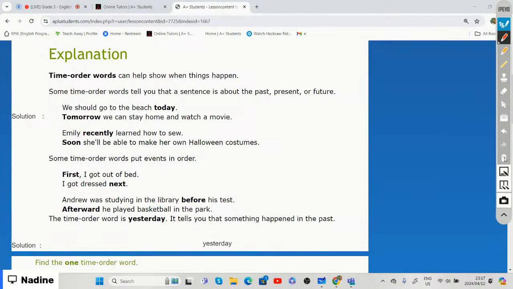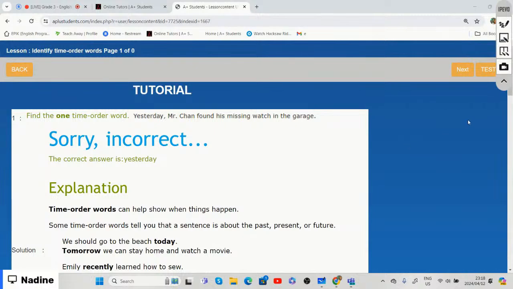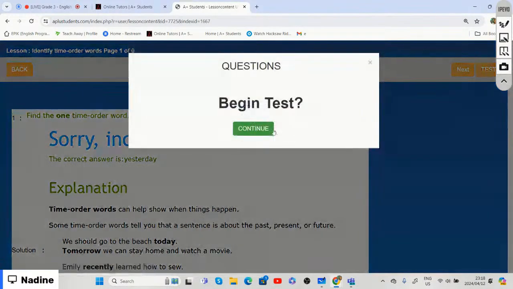All right. We're going to our task now, where we are going to identify time order words, right? And in the specific order that it's supposed to be. All right, so now we're going to identify time order words.